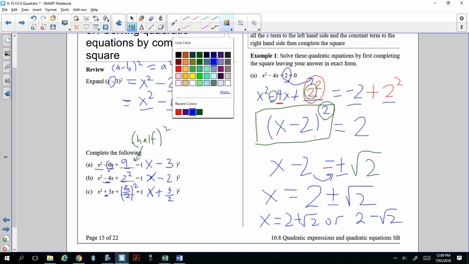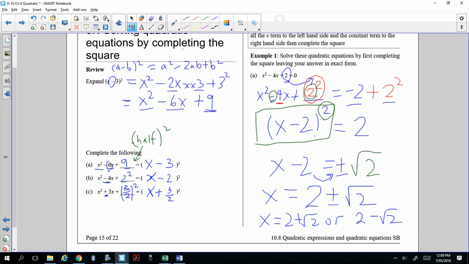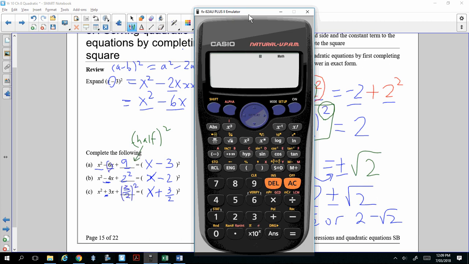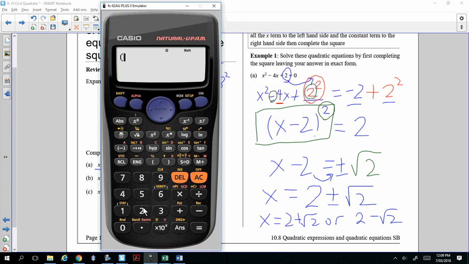Remember earlier we tried to find the two numbers which multiply to get 2 and add to get negative 4. Right? Now we have found these numbers. Let's try it on a calculator. If we multiply them together, let's do that: 2 plus root 2, close bracket, times 2 minus root 2.